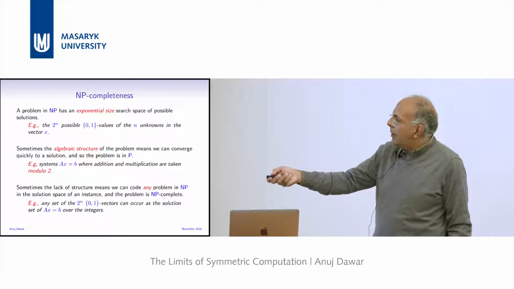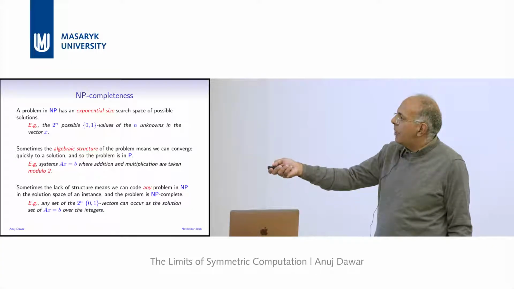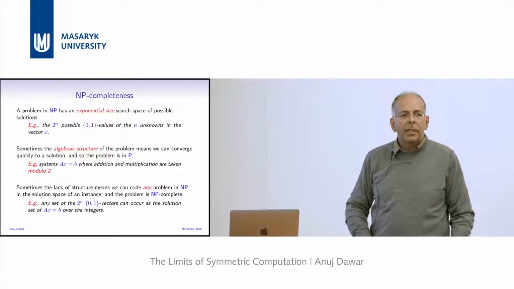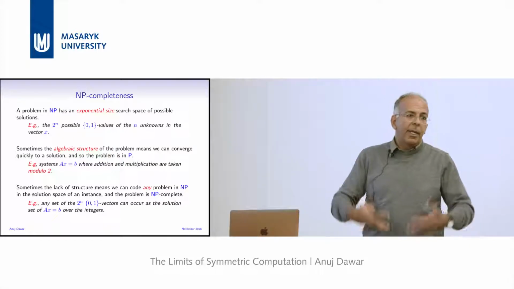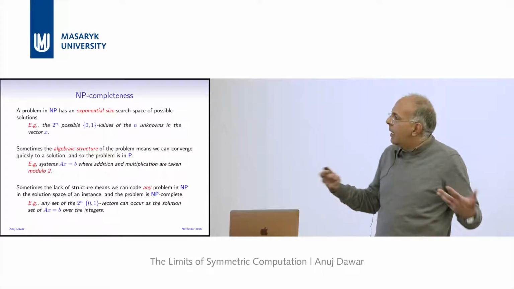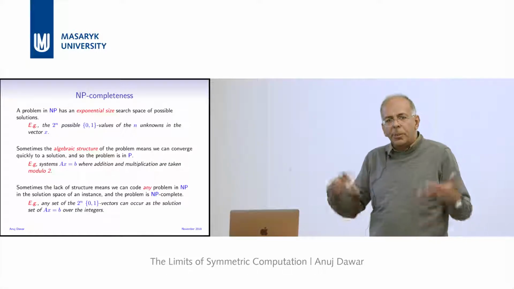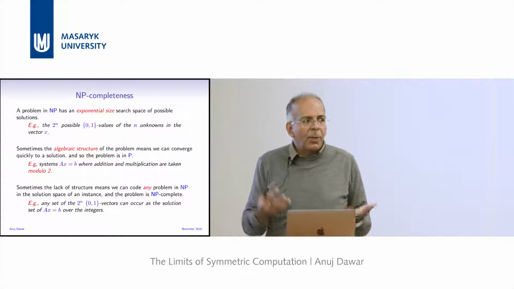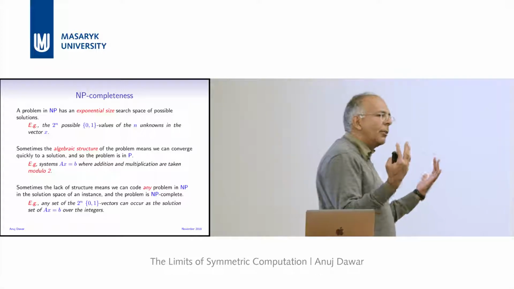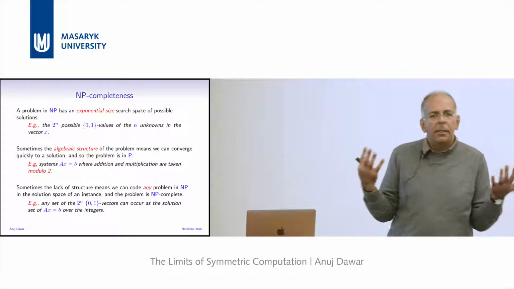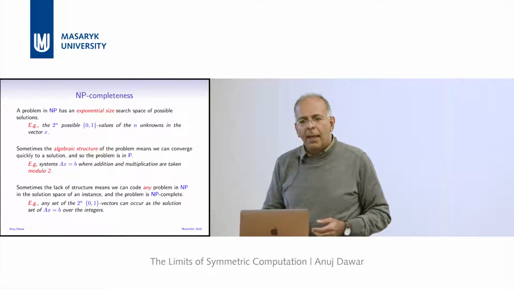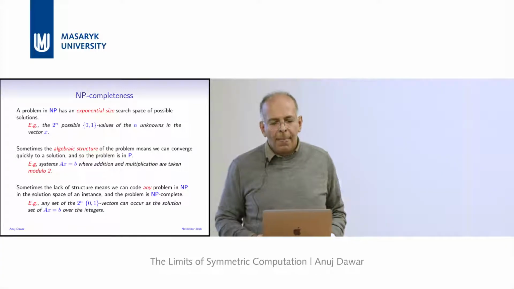if you look at this as system equations over the integers, then any subset of these 2 to the n possible vectors can be the solution space, right? They're no longer just linear subspaces. And that means that the problem is rich enough to code any NP problem, and you get NP completeness. Okay, so NP completeness is kind of the lack of structure on the space of solutions. That's what NP completeness is about.